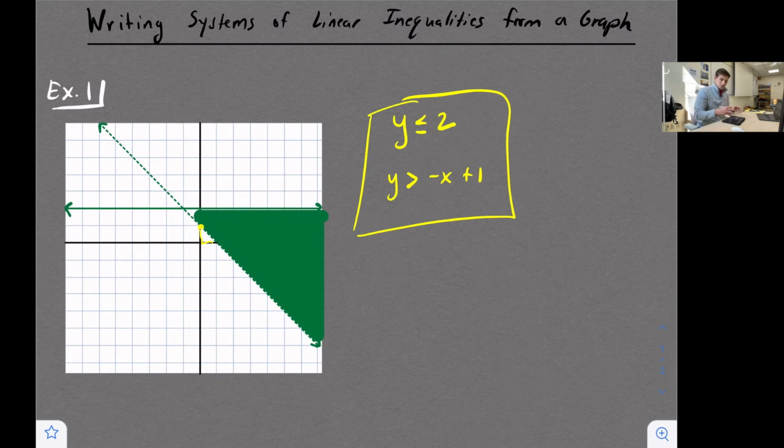Once we have this, we can always choose a test point to make sure that this is true. If I have y is less than or equal to 2, and we choose the origin as our test point, then we should say 0 is less than or equal to 2, and that is true, so we shaded below the line. For our second one, if we choose the origin, we would have 0 is greater than negative 0 plus 1. So 0 is greater than 1, and that is false. So we would shade the opposite part, the part that the origin is not a part of, and that's where we have our shading. So we know that our two inequalities are correct.